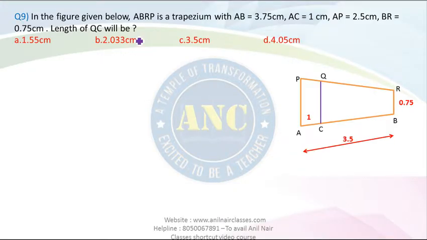Next question. Again a very good question. It might not be the examination question, but it's a very good question. Listen to this carefully, sir. In the figure given below, there is some figure which is given on the right side of the screen. ABRP is a trapezium. Now A, B, R, P, this is a trapezium. Now the trapezium is tilted like this. I don't like to have this kind of trapezium, so I will write it in the way I like it.